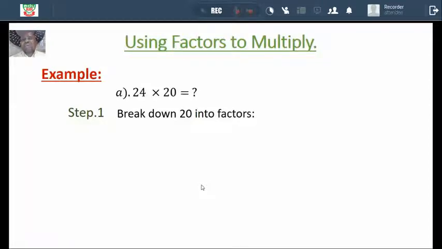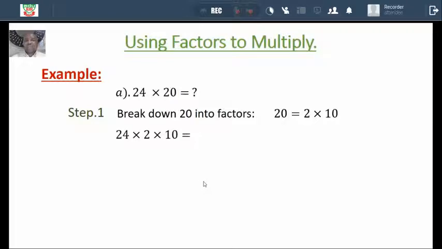Now you can look at an easier, simpler one. Let's try 2. What is 20 divided by 2? It is 10. So it means 2 and 10 are the factors of 20. Now it means we can use 2 multiplied by 10 instead of 20. Now that you have the factors of 20, let's substitute those factors instead of the number. Now 24 multiplied by 2 multiplied by 10 is the same as 24 multiplied by 20.